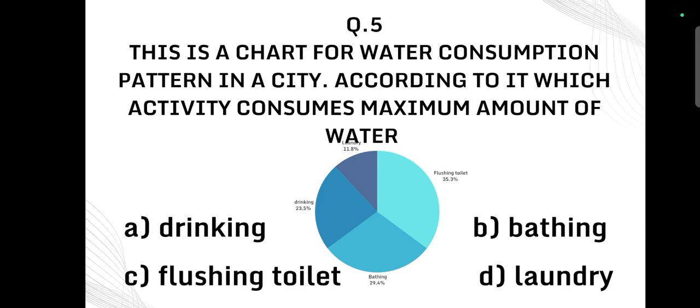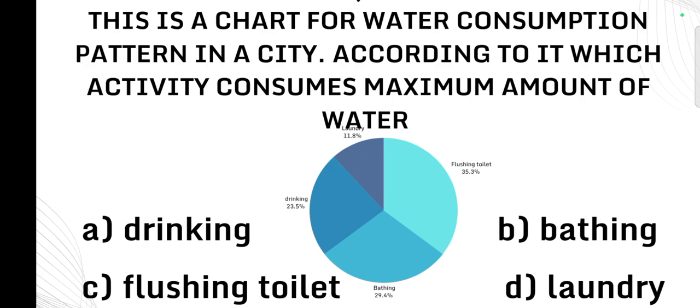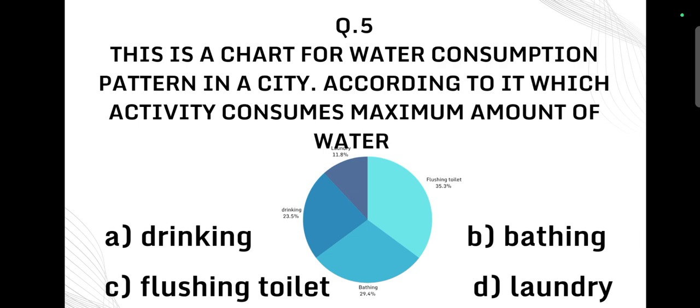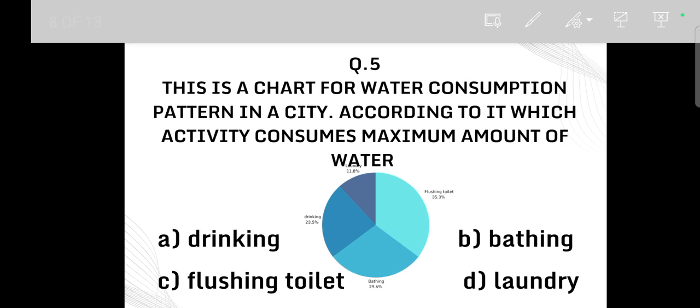Question number 5. This is a chart for water consumption pattern in a city. According to it, which activity consumes maximum amount of water? As you can see, this is a pie chart in which consumption of water is distributed. You can see here the maximum consumption of water is this part. So maximum amount of water is used for flushing toilet. So C, flushing toilet, is the correct answer.